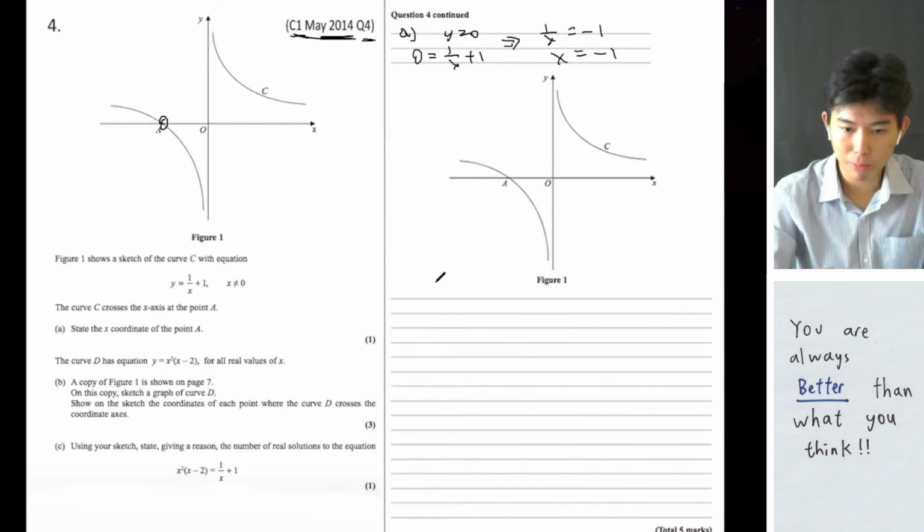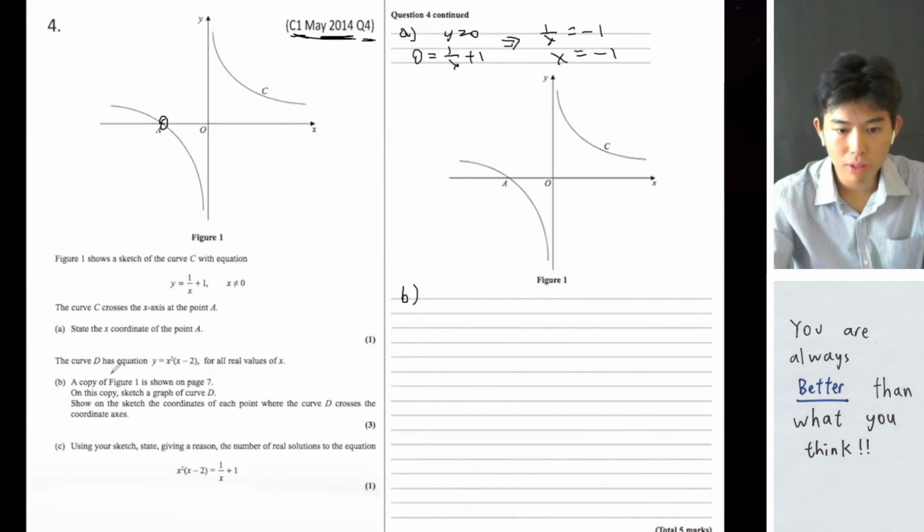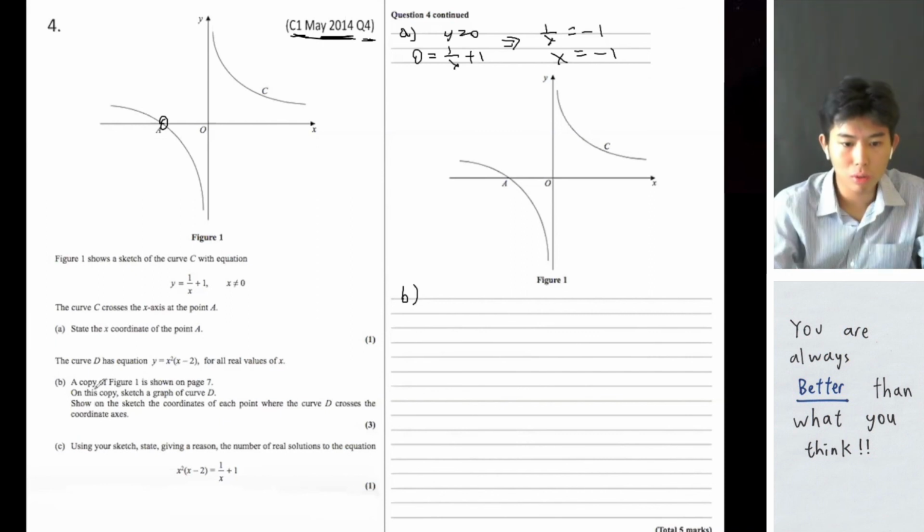0 equals 1 over x plus 1, would be 1 over x equals -1, and x would be -1. And for part B, the curve D has equation y equals x squared times brackets x minus 2, close the brackets. So they want us to sketch a graph on this copy here. Okay, so actually part B shouldn't be written here. B should be written here. Okay, so in this copy here, we have to sketch this equation here.